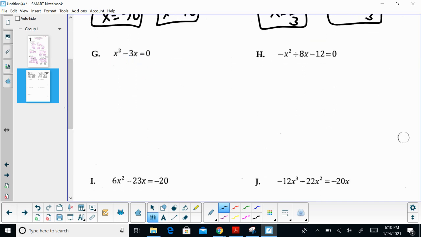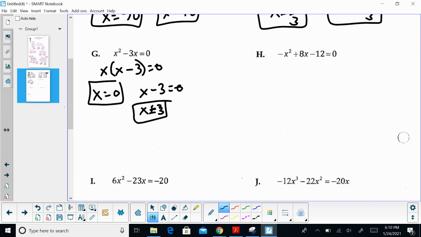What's my greatest common factor here? An x. So x equals 0 and x minus 3 equals 0. X equals 3, or x equals 0.